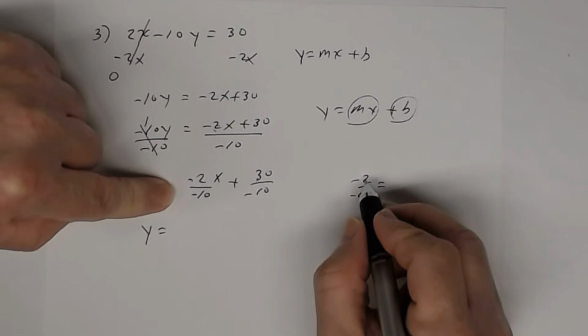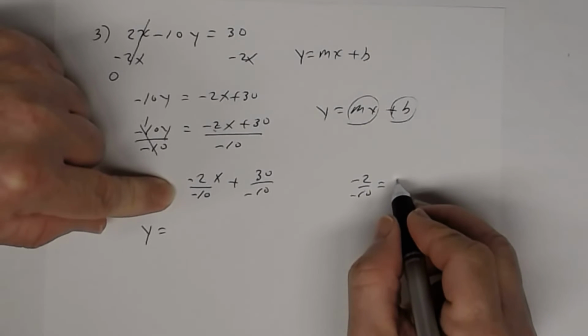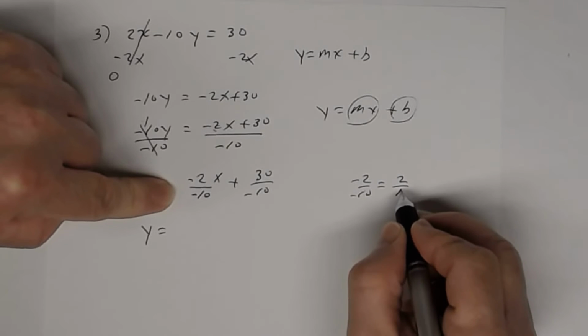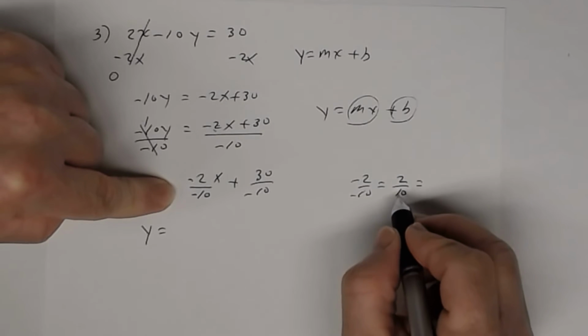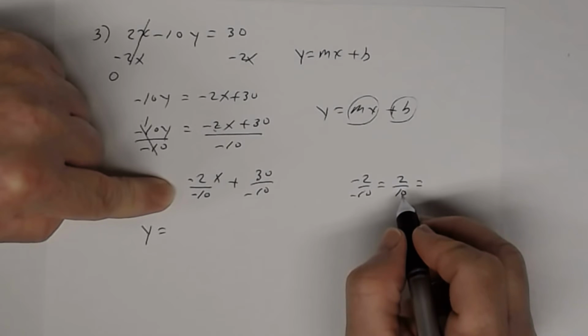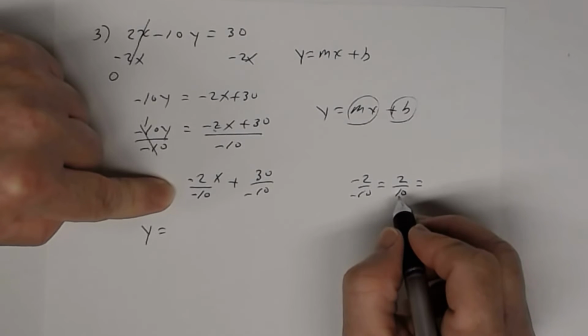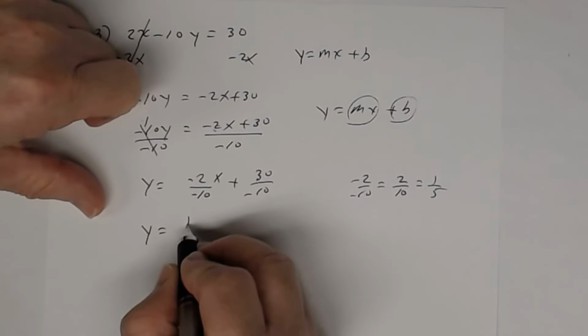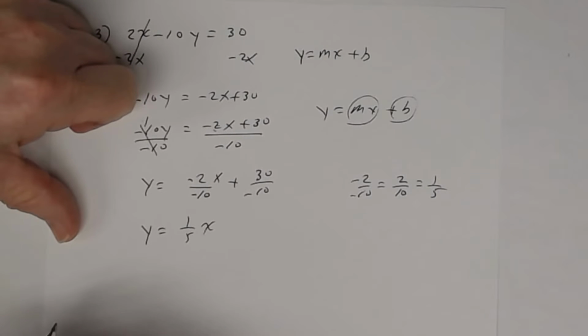Do y'all agree, first of all, a negative divided by negative is a positive? So negative 2 divided by negative 10 is equivalent to 2 tenths, right? But I can reduce this. So 2 and 10 are both divisible by 2. So that's going to be 1/5. So this becomes 1/5 x, okay?